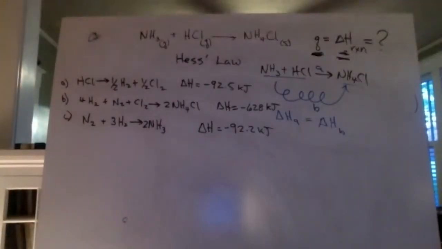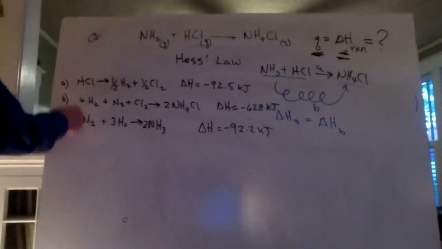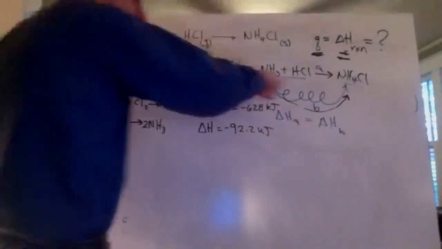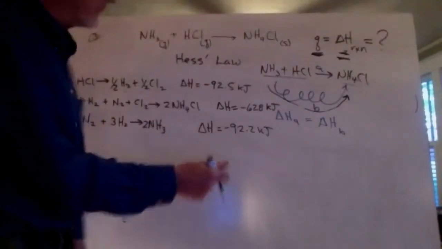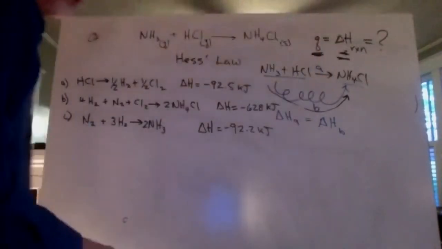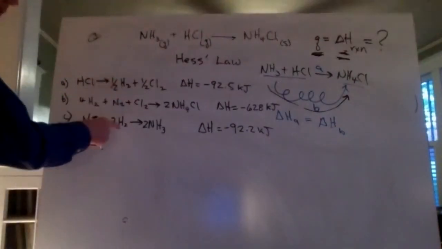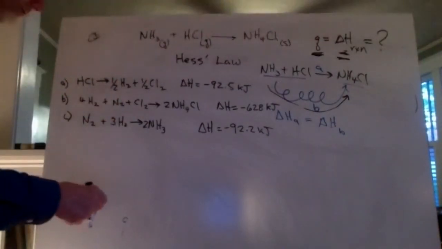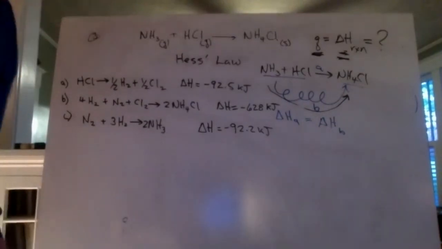So what we're going to do is to use these three reactions to create this alternate pathway. Nature does it in one direct step, right? The NH3 hits HCl, produces NH4Cl. We're going to take this alternate multi-step pathway, and we're going to use these three equations to create that alternate path. So how are we going to do that?